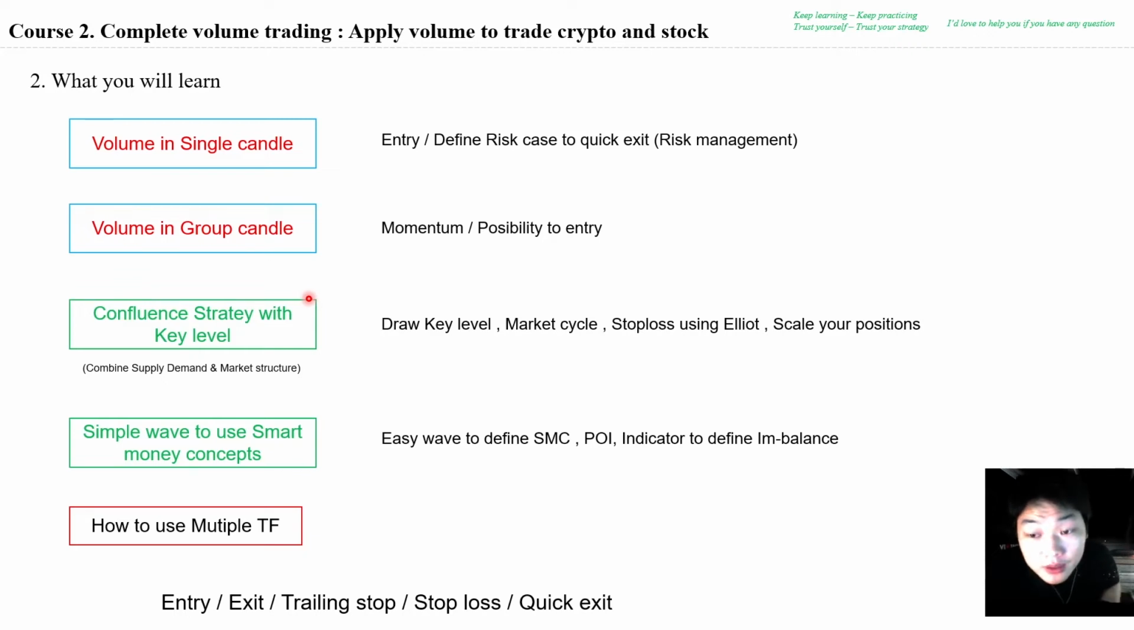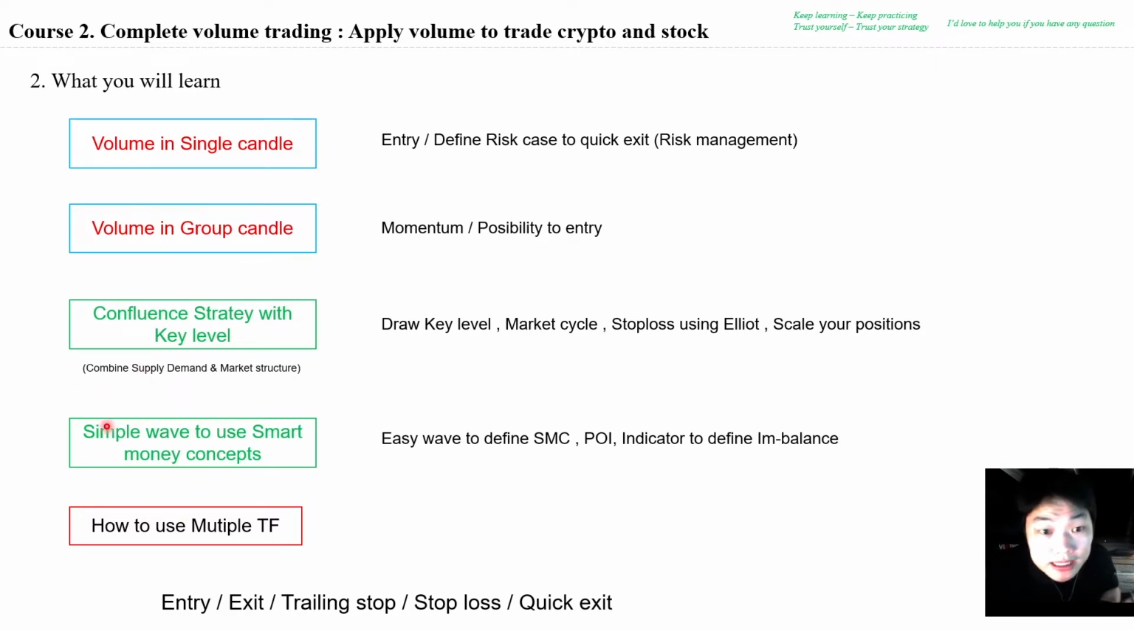What you will learn after this course, first of all, my course separates into 5 main parts. The first one is volume in single candles, and the second one is volume in a group of candles. The third one is confluent strategies with the key levels. Key level is a combination of supply, demand, and market structure.